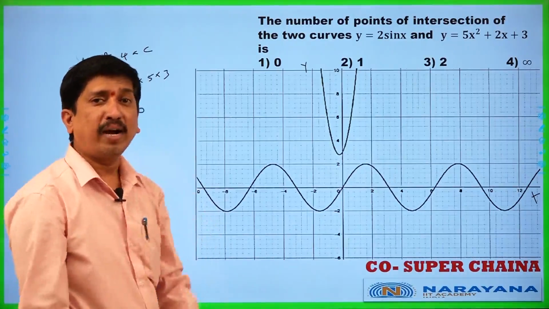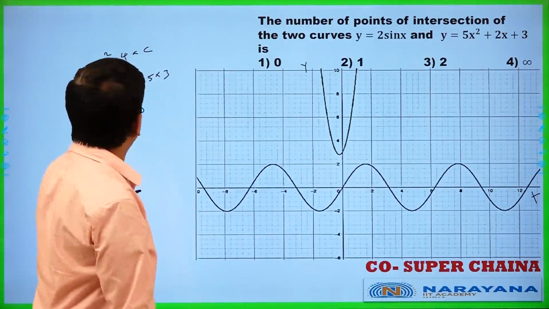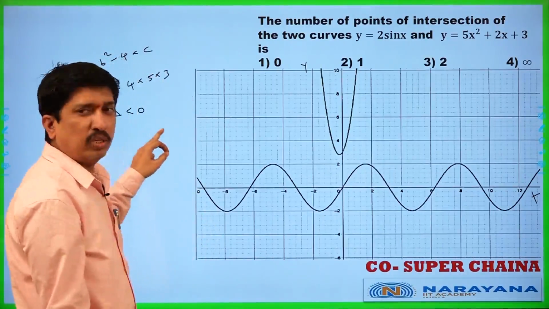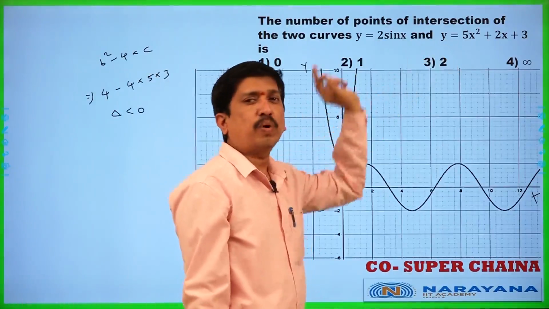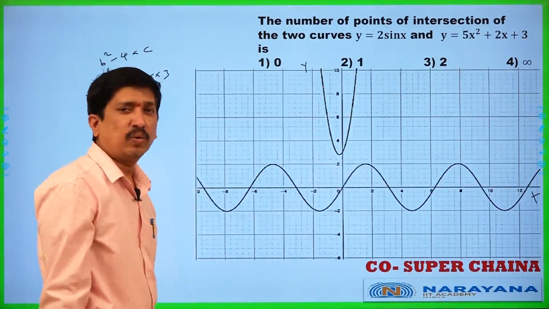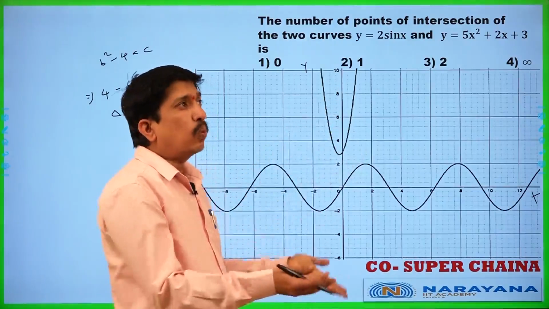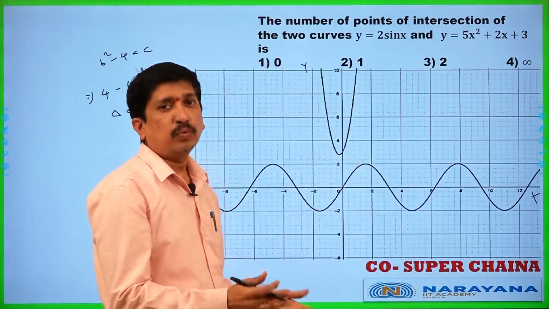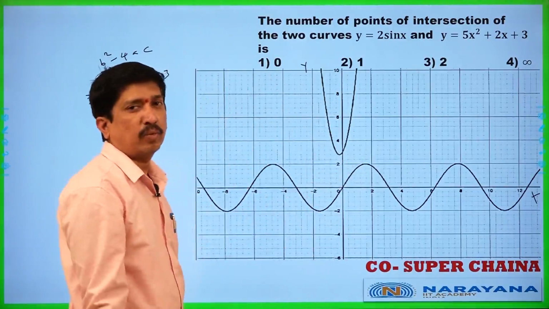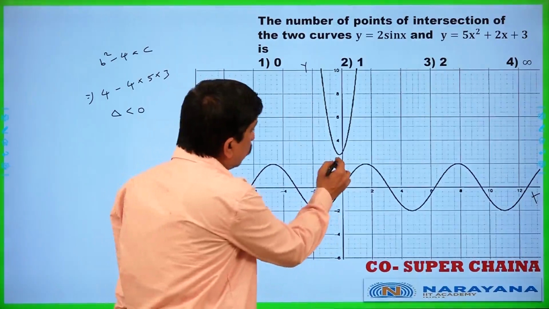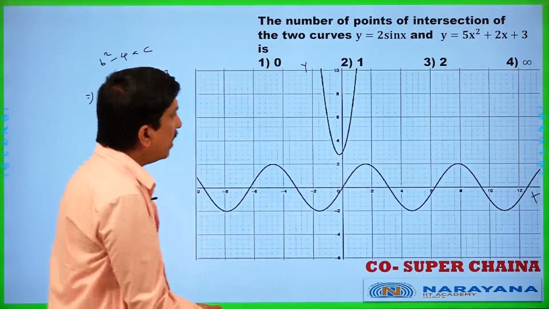Here you observe the point: for ax square plus bx plus c, the discriminant delta is less than 0. The coefficient of x square, that is a, is positive, a is greater than 0. Then the curve should be above the x axis, that is, open upwards, and the curve should be above the x axis only. Now, where is it cutting? Some 2.8 here only. Some 2.8 here it is cutting.